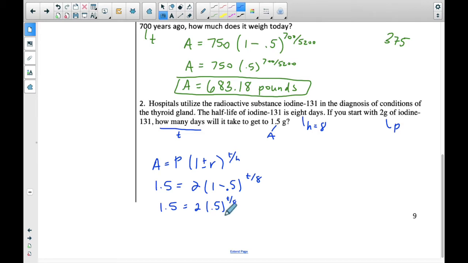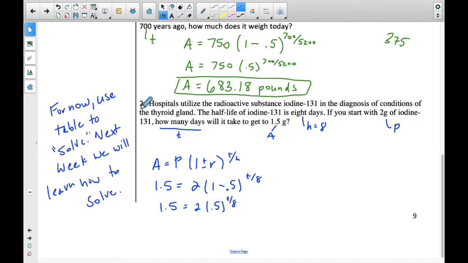Now, we did this last week a little bit also, but we're going to continue that. For now, we're just going to use a table to solve this. It's actually not solving, it's just scrolling through the table. Next week, we are going to learn how to solve it. That involves something called logarithms, and we haven't learned logarithms yet, but that is next on our agenda for next week.